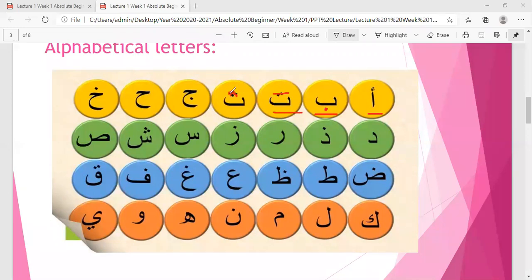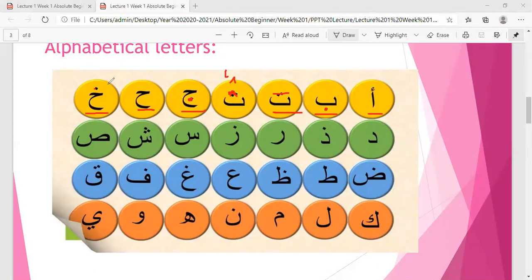Tha, this is tha, okay? Tha has like a hat here. Ba, ta, tha. Notice ba, ta, and tha have the same shape, but one has a point below, one has a line above, one has a hat above it. Ja, okay? Ja has a point here. Ha doesn't have anything. Kha has a point above it. So, a, ba, ta, tha, ja, ha, kha.